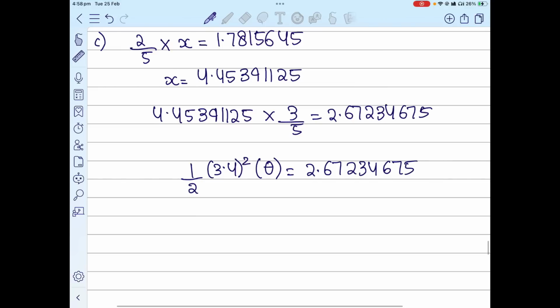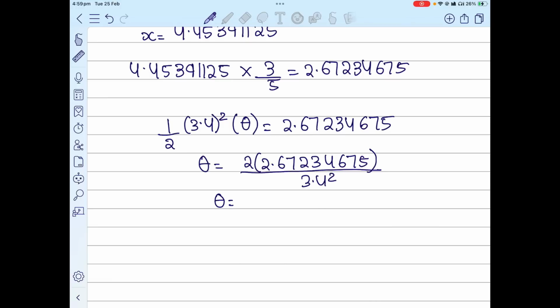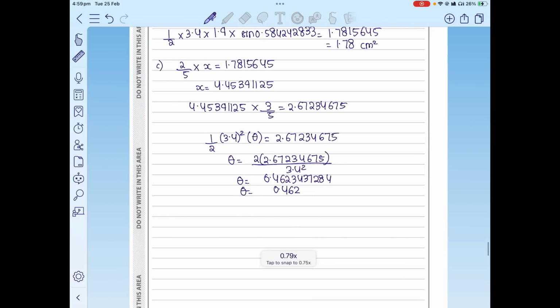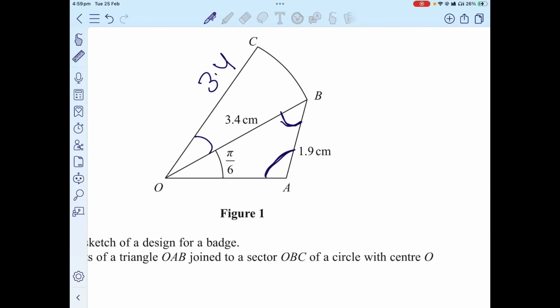2.67234675. So when I want to find the value of theta, the value is basically going to be 2 into 2.67234675 divided by 3.4 squared. Theta value is 0.4623437284. Theta value is equivalent of 0.462 as they have asked. It is being proved. So what I've done is I found the area of this triangle and this is 2/5.